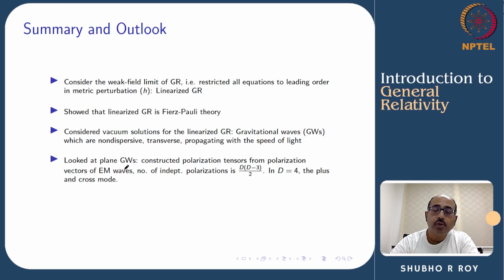In particular, we looked at gravitational plane waves, because far from sources, the wave fronts become almost like planes. And we constructed various polarization tensors for the gravitational waves in terms of polarization vectors of electromagnetic waves. The number of independent polarizations turned out to be d times (d minus 3) over 2, and for d equals 4, there are only 2. And these two are called the plus mode and the cross mode.